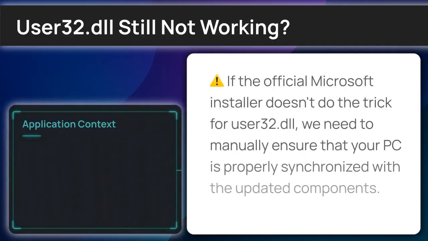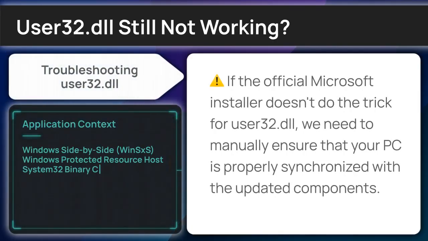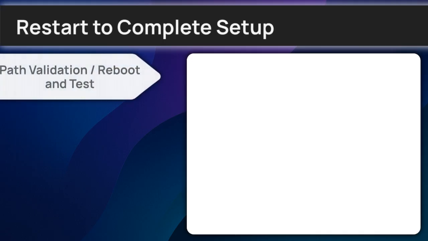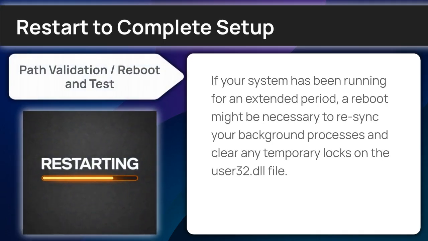If that initial setup didn't clear the pop-up, let's examine the specific initialization sequence assigned to your applications directory. Performing a restart can determine if the error is just a transient environment glitch. A reboot refreshes your system's path variables and can sometimes re-establish a broken link to the User32 file.